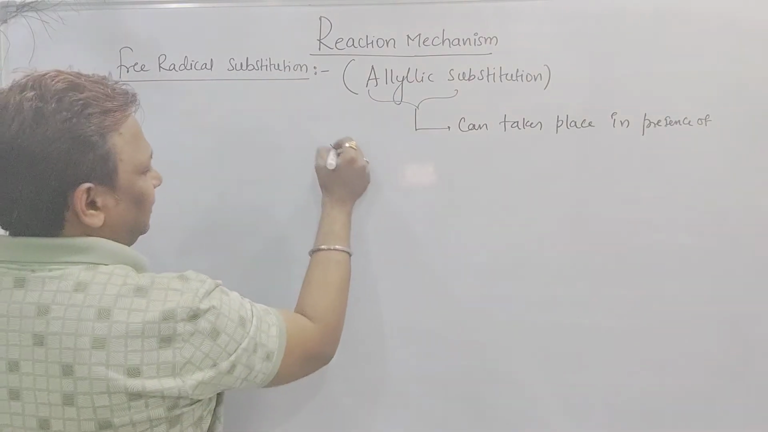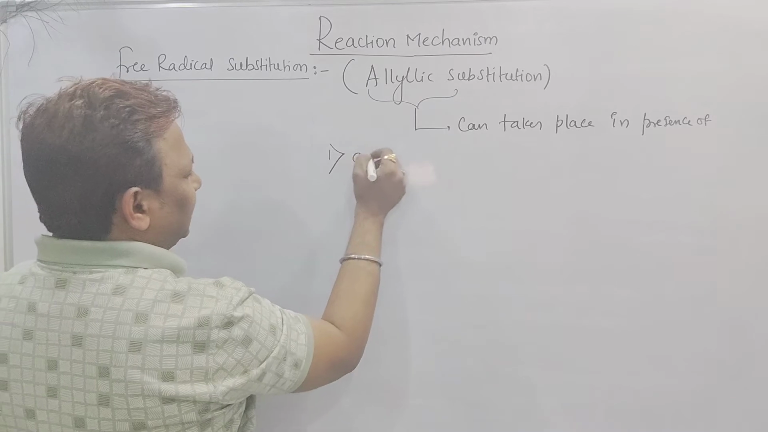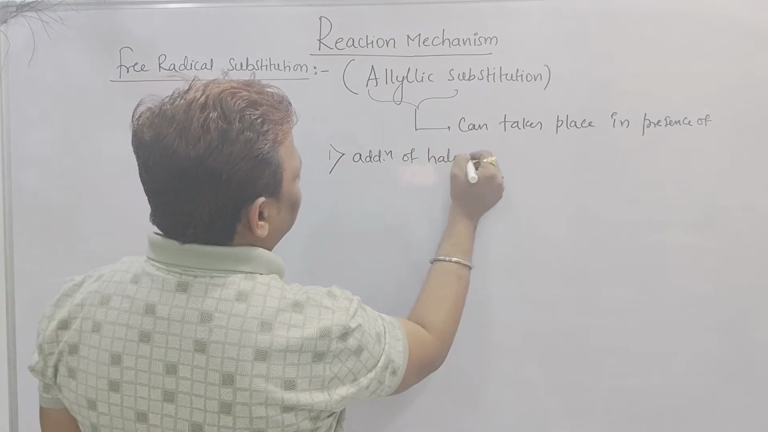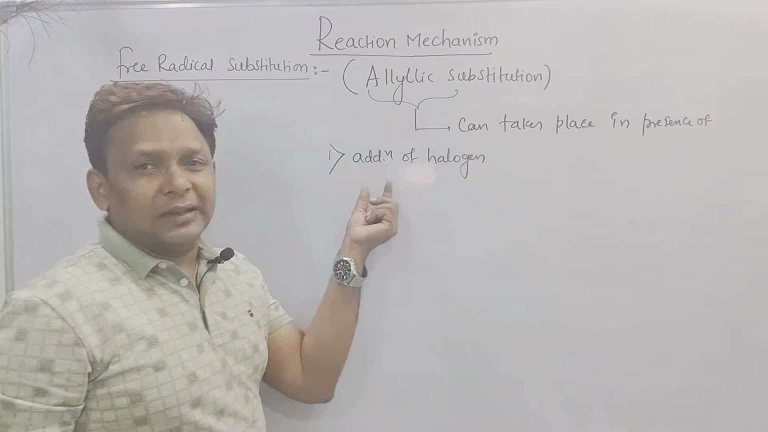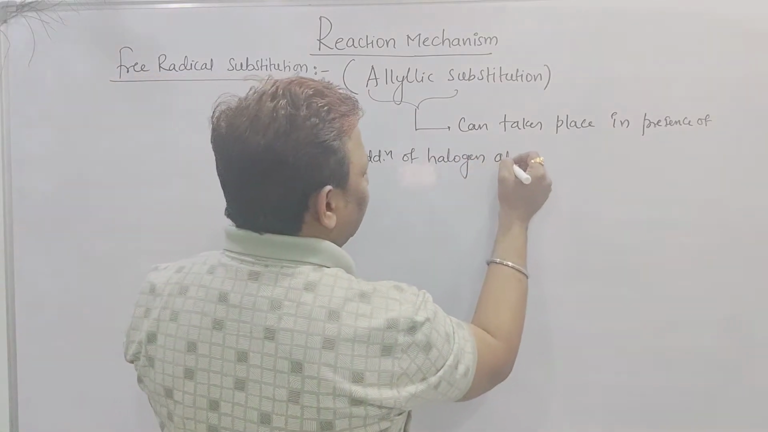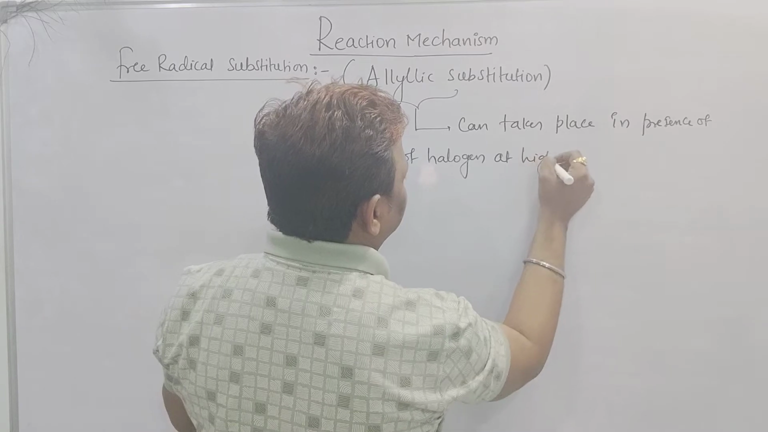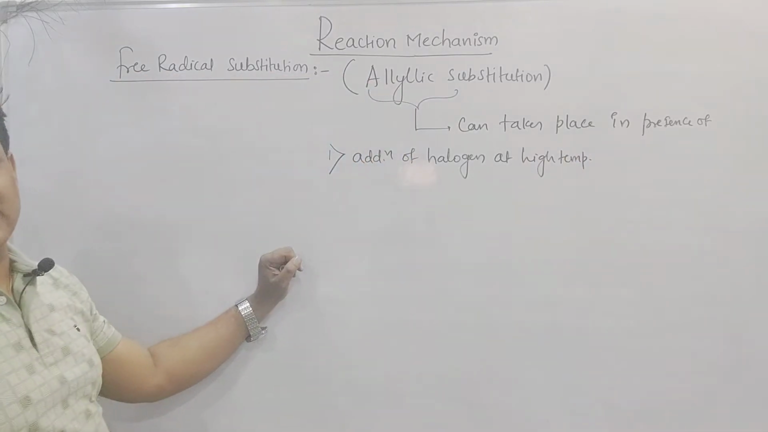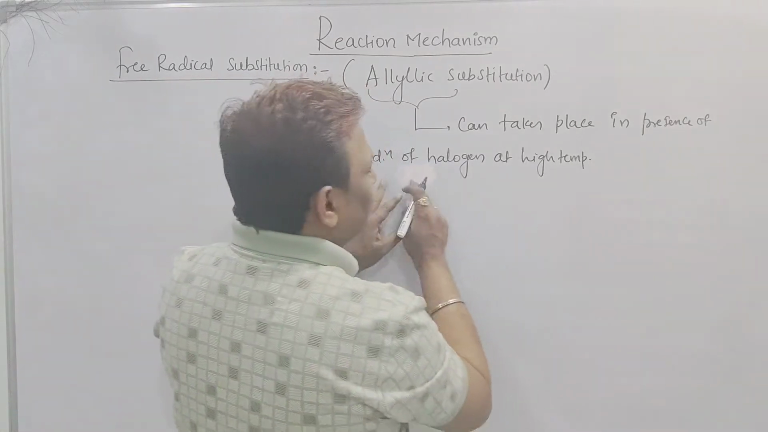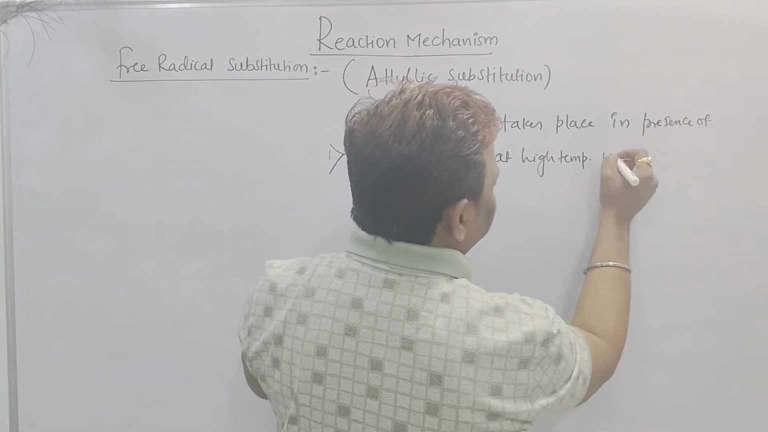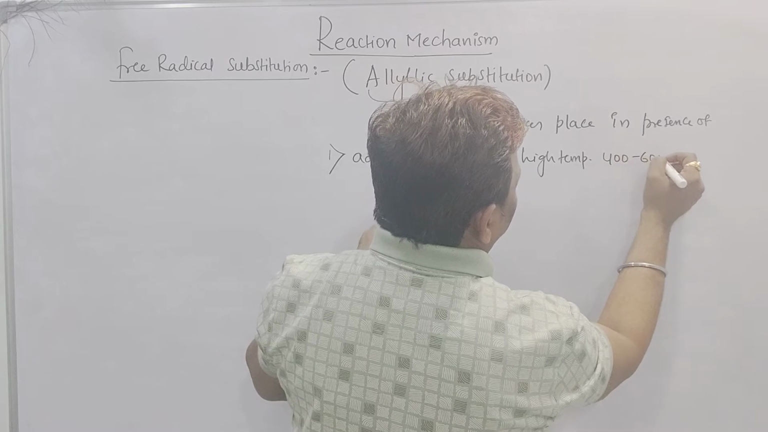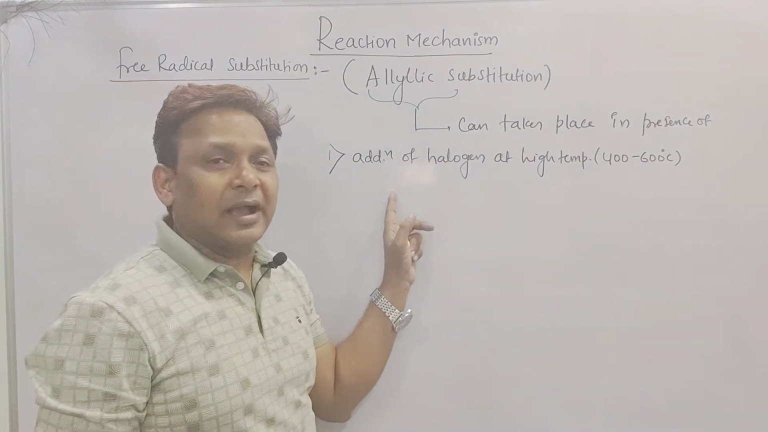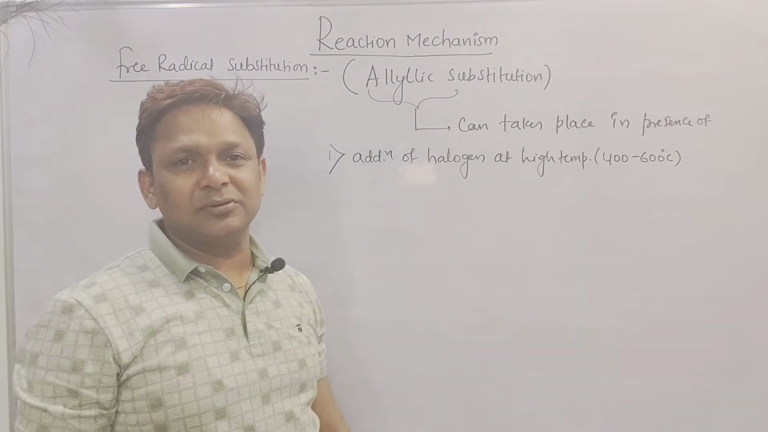The first one, addition of halogen at high temperature. Whenever you see in any reaction, beta, that you are adding the halogen at a very high temperature, the condition is nearly 400 to 600 degrees centigrade. Then we can say, sir, that reaction will favor allylic substitution.